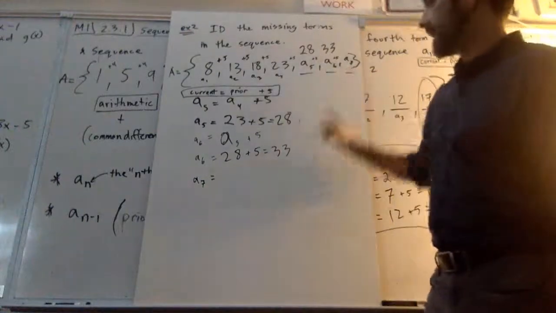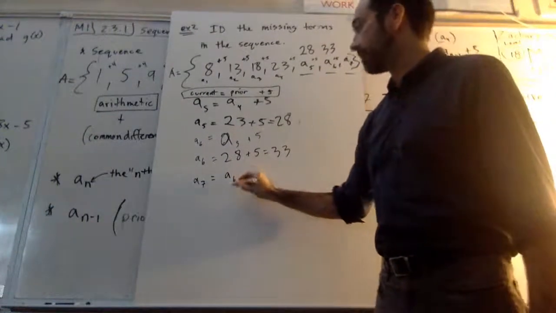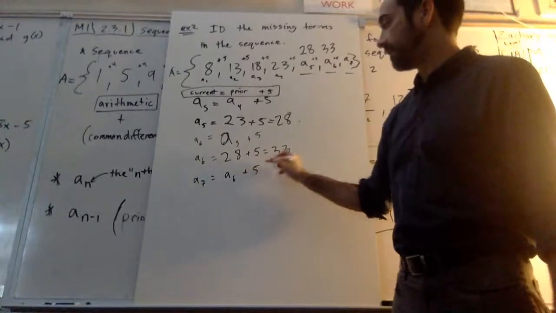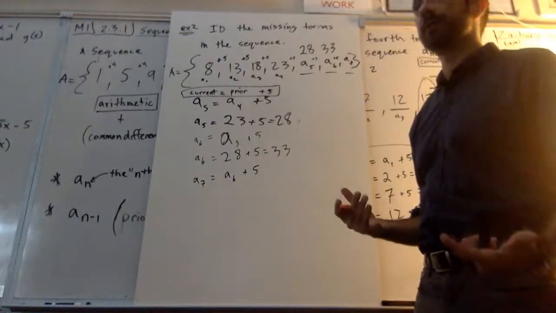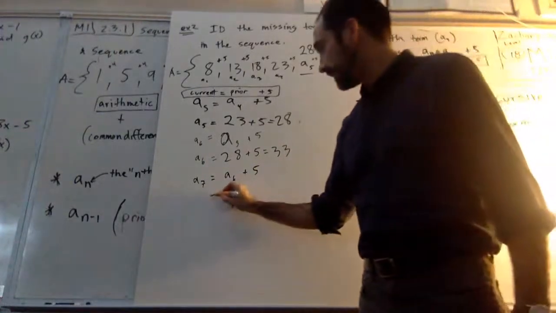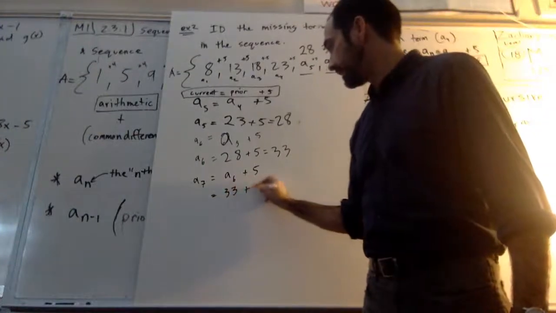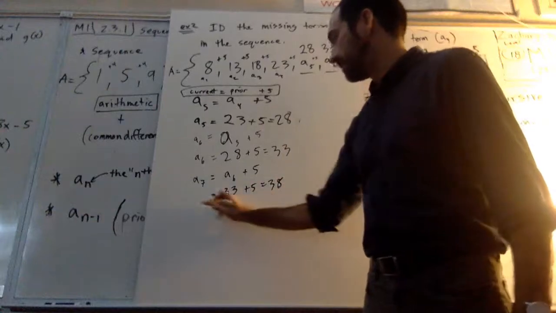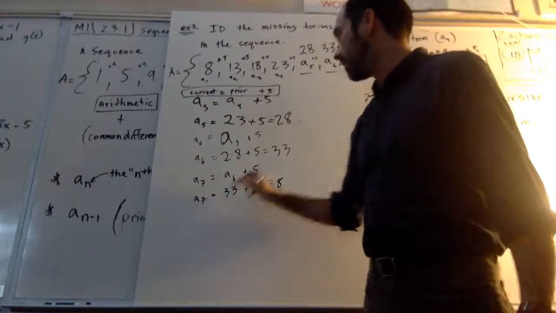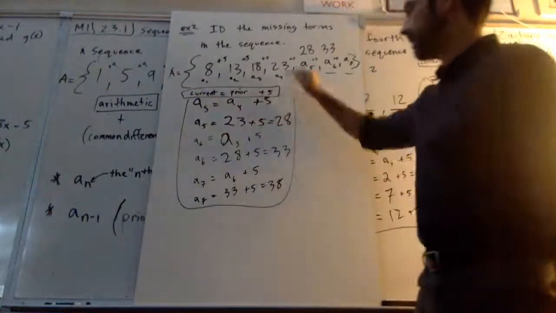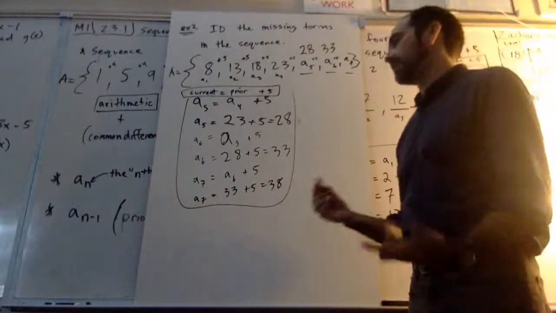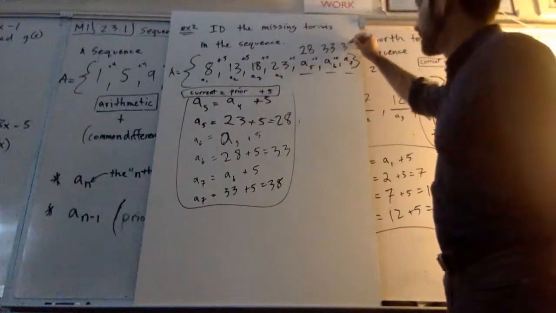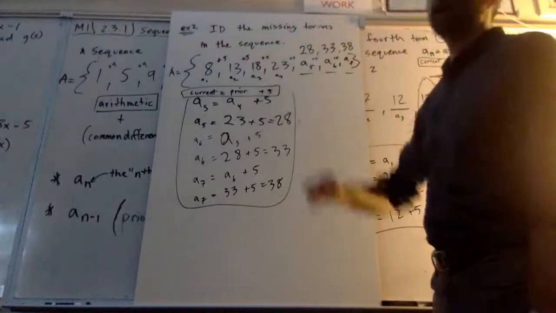A sub 7, the last one, is going to be A sub 6, the prior, plus the 5, the common difference. And that's 33 plus 5, 38. So from that, with this kind of minimal work you have to show, this is all the work you'd have to show for this whole problem. And it's just one step at a time. We get 38 right here.